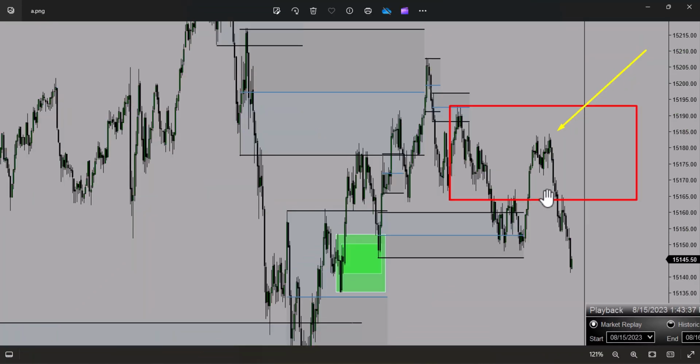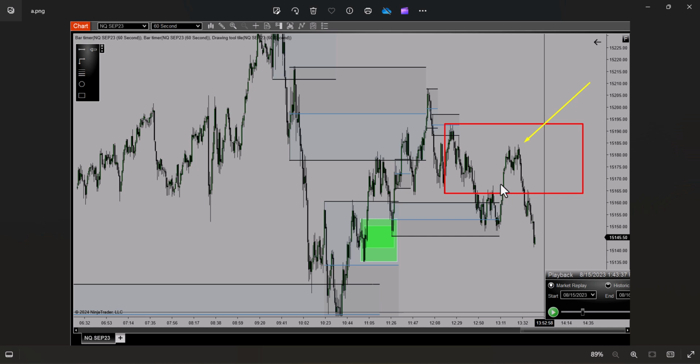Now this one, I wouldn't consider this as a market structure shift. It didn't take any important high, but a lot of traders will see this as a displacement and they will buy the retracement here, right? But as you can see, the objective of this move is just to mitigate this zone right here, right?